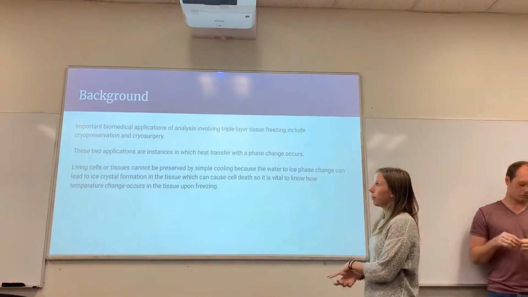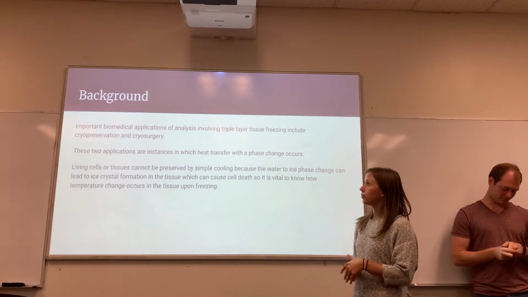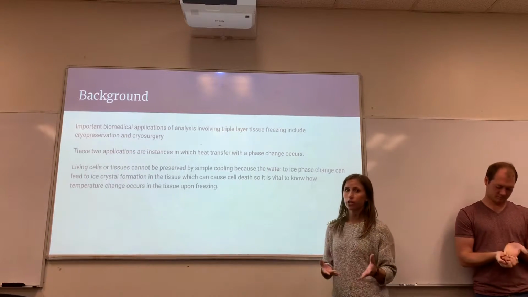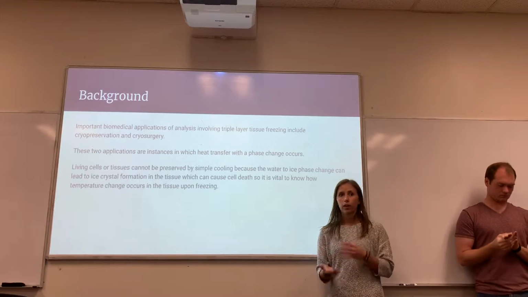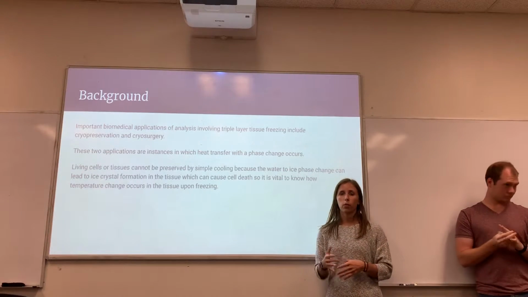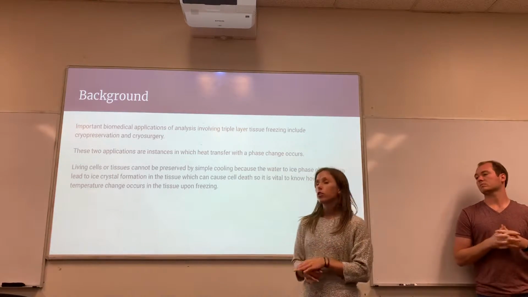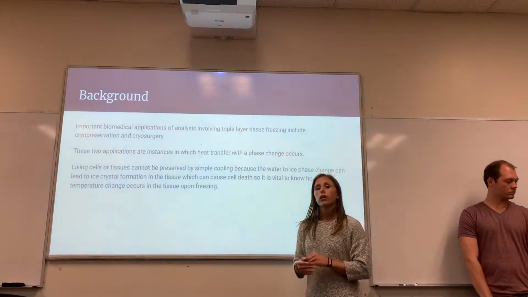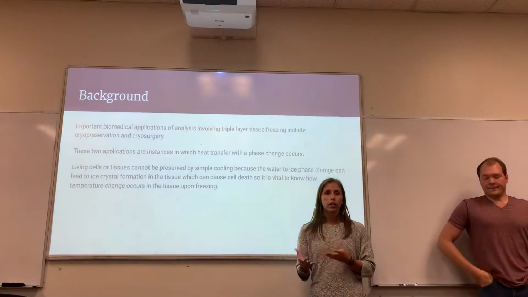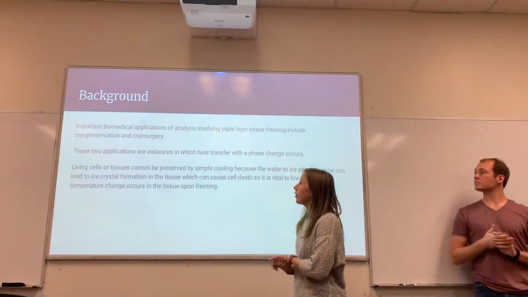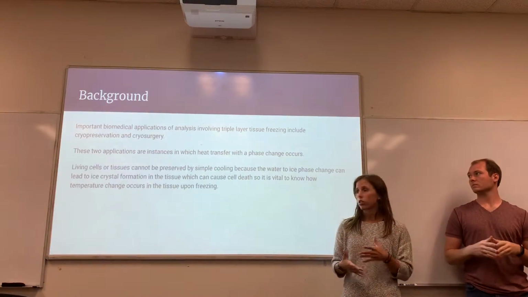Important biomedical applications of analysis involving triple layer skin tissue freezing include cryopreservation and cryosurgery. Cryopreservation is where you slowly cool the biological components to preserve them or prevent them from getting damaged, whereas cryosurgery is where you quickly cool the biological components to kill them. An example of this could be cancer cells. These two applications are instances in which heat transfer with a phase change does occur.